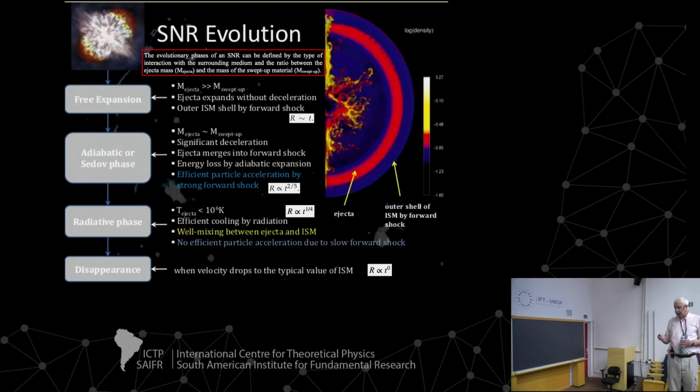And then we enter in the radiative phase. Here, the post-shock region becomes very hot, so it emits a lot of thermal radiation, and thermal radiation quenches the Fermi acceleration process. Why? Because you remember that for Fermi acceleration, we need to have these magnetic inhomogeneities on both sides of the shock, so the particles can be scattered across the shock front.